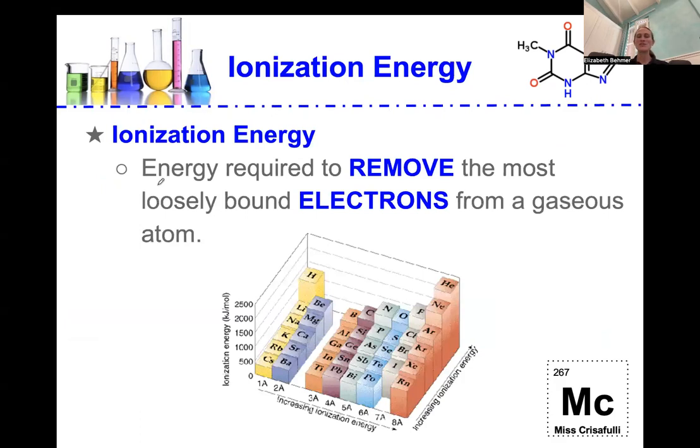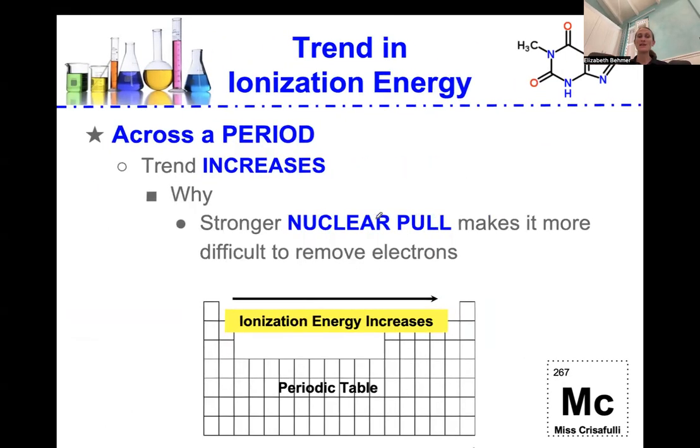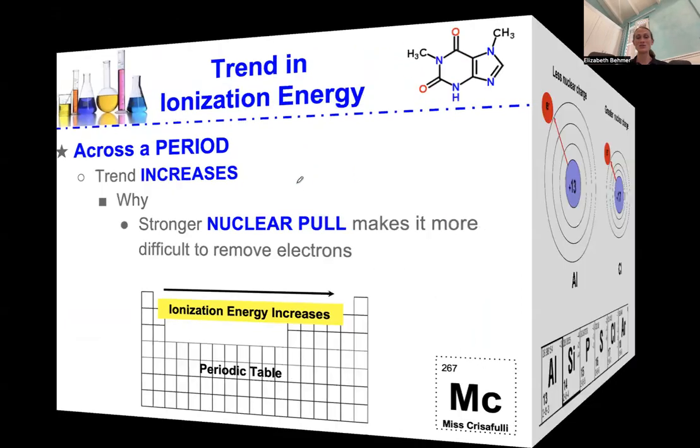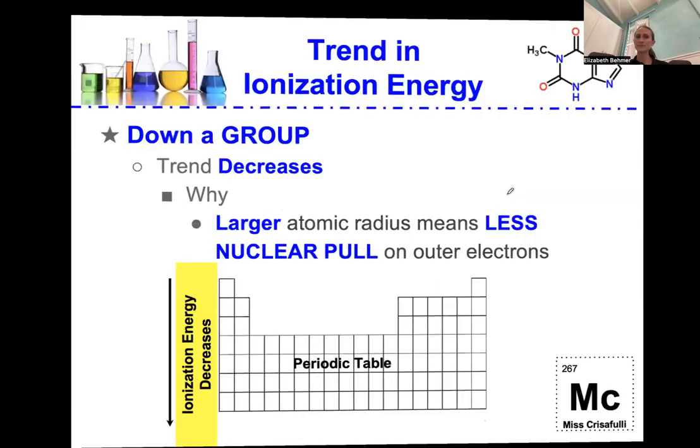Ionization energy. This is the energy required to remove the most loosely bound electron from a gaseous atom. Across a period, ionization energy increases because the stronger nuclear pull makes it more difficult to remove those electrons. So the ionization energy increases, and you can see that here. There's a greater nuclear charge, so there's a greater ionization energy in chlorine, for example, because it takes that much more energy to pull those electrons away because they're that much closer to the center of the nucleus.